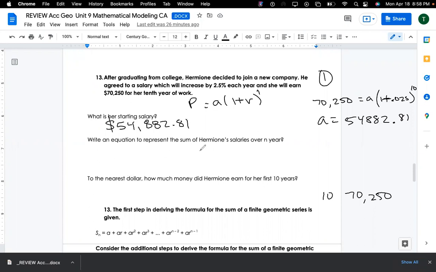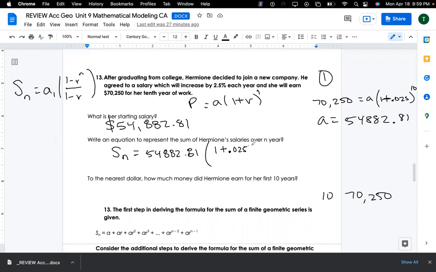Write an equation to represent the sum of Hermione's salaries over n years. Okay, so remember that little S of n equals a sub 1, etc. We're going to do this exact same thing, except instead of it being 1 minus r, it's going to be 1 plus r. So the sum of n equals our initial amount, which is this. And we're going to multiply 1 plus, our rate is 0.025.